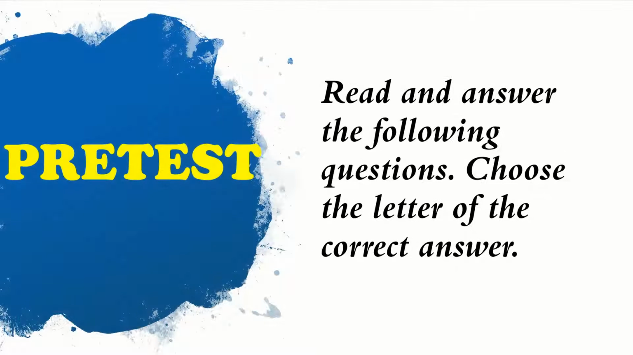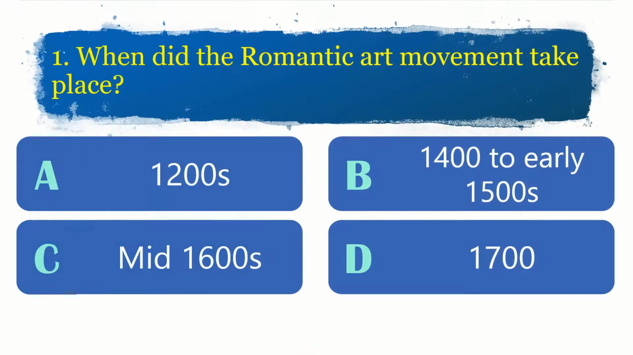Let's start this lesson with a pretest. In this activity, you have to read and answer the following questions and choose the letter of the correct answer. 1. When did the romantic art movement take place? A. 1200s, B. 1400 to early 1500s, C. mid-1600s, D. 1700. The correct answer is A.